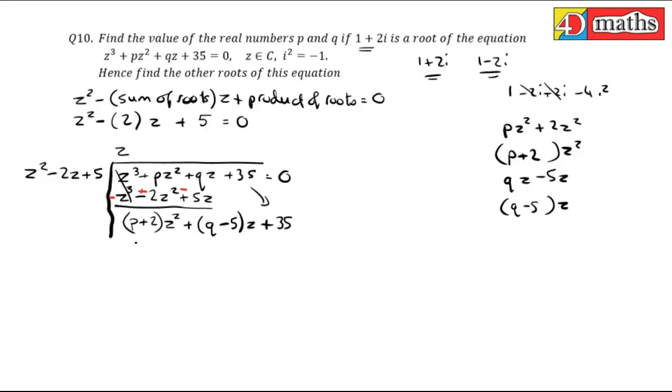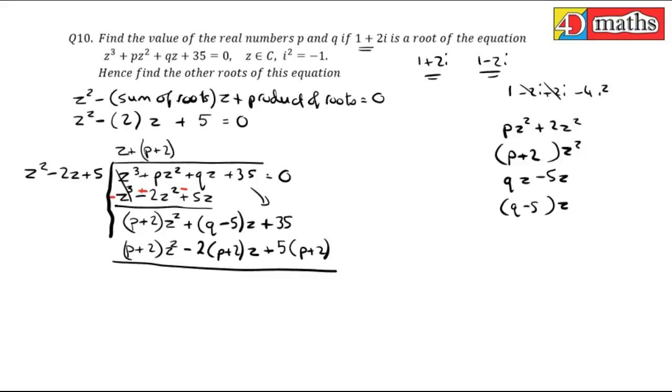So I'm going to divide z squared into this. Okay, so you get p plus 2. So you're going to multiply p plus 2 by z squared, you get p plus 2 z squared. P plus 2 by minus 2, so you get minus 2 times p plus 2 z, plus this multiplied by 5, so you get 5 times p plus 2. So I'm going to change the signs. So now I'm going to cancel these out.